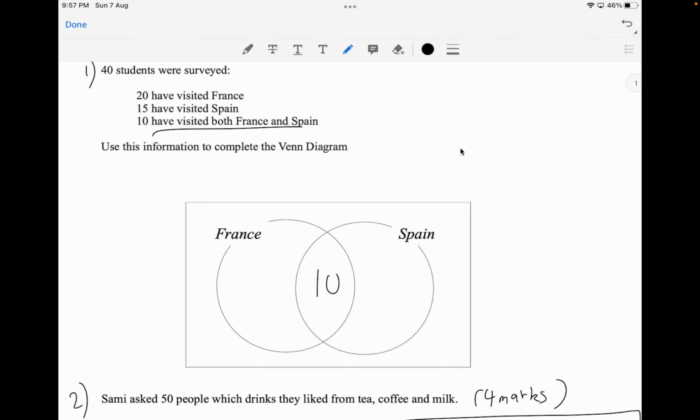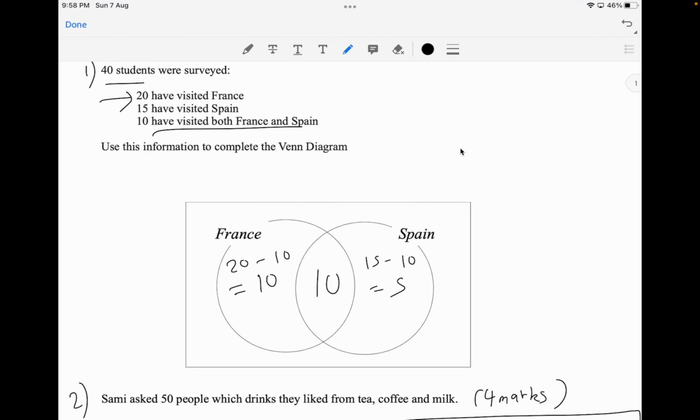Alright, so what we're going to do is we're going to deduct 10 from 15. So it's going to be 15 minus 10, which is going to give us a value of 5. Now same thing, we know that 20 have visited France. This whole circle represents France, so you have 20 minus 10, which is going to give us a value of 10. Now you cannot leave the question and the answer like this.